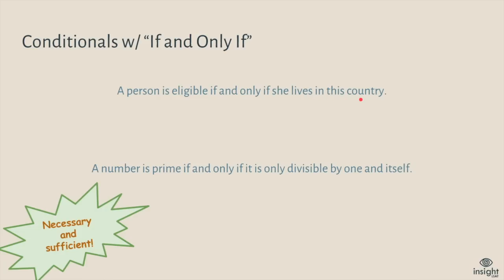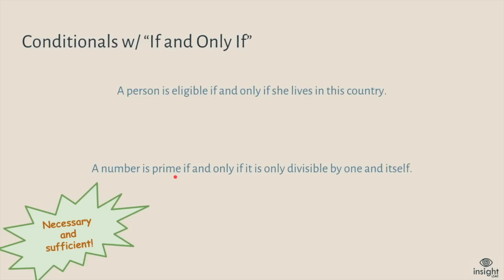It's pretty straightforward, really. Just kind of take them one at a time. Get rid of this only if for a second. A person is eligible if she lives in this country. So, being in this country is sufficient for eligibility. But, as that stands, we'd say it's not necessary. But we have this here. And only if. That adds the necessary condition. So, living in this country is enough, and it's necessary for a person to be eligible.